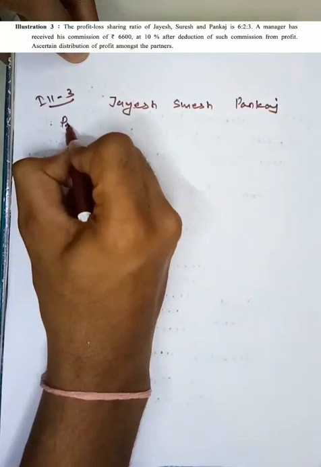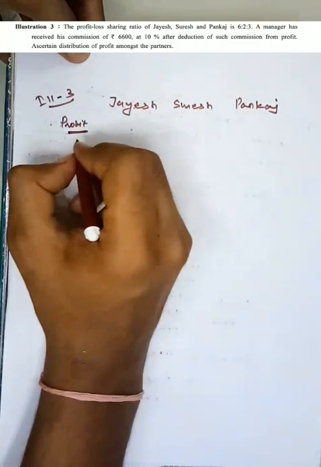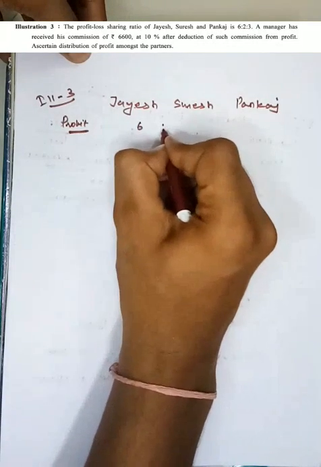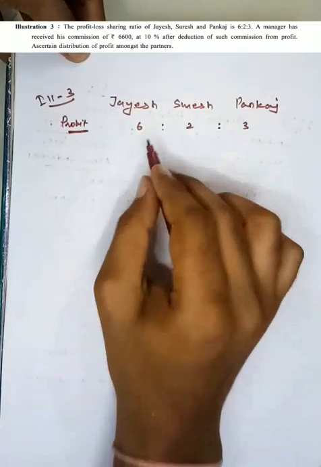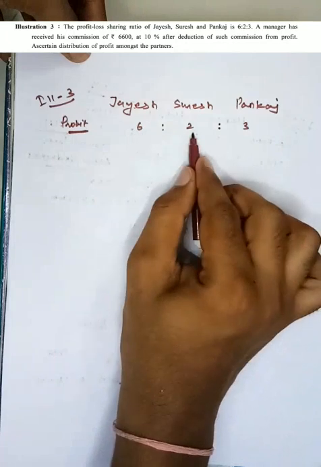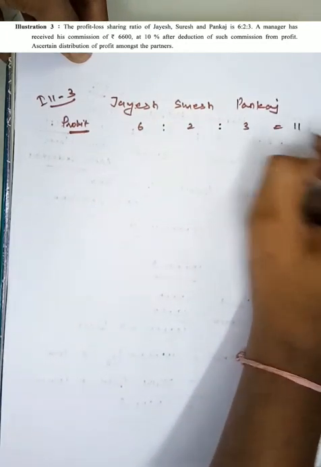Now here they have given the profit sharing ratio, that is 6:2:3. When the profit sharing ratio is given, we just have to make the total of all that. 6 plus 2, that means 8. 8 plus 3, it means 11. So now it will become easy to make a calculation.